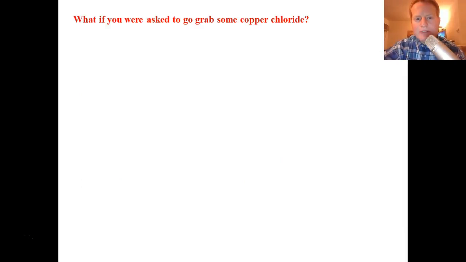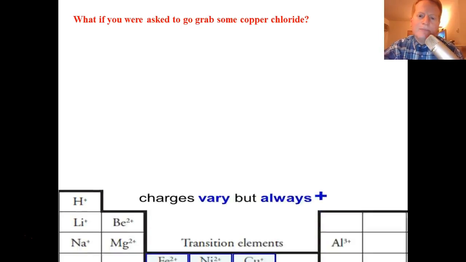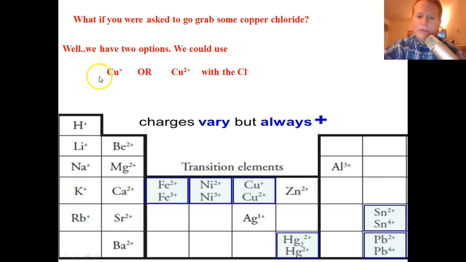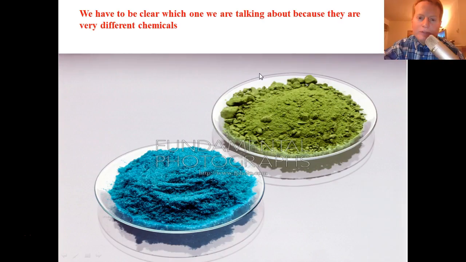Well, what if somebody asked you, go grab me some copper chloride, right? So you go to grab the copper chloride, you're looking around at the chemicals in the stockroom, and then you realize, wait a minute, copper could be a 1+ or a 2+. And you're like, well, I don't know which one they mean, because we could be going with a 1+ or a 2+ to combine with our chloride ion, and we could get CuCl, or we could get CuCl2, depending on which copper we're using. And it's a very big difference, like I'll show you.